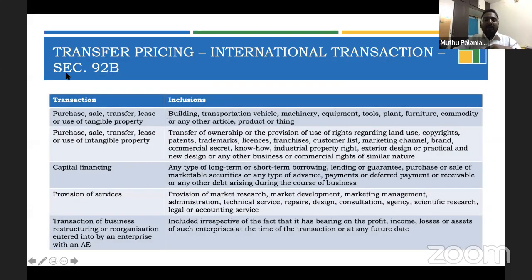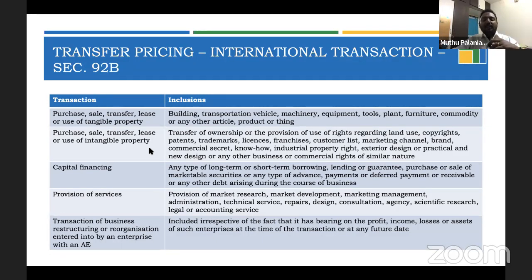When we say tangible or intangible property, tangible property refers to everything listed here: buildings, transportation, vehicles, machinery, equipment, and all these things. Then purchase and sale of intangible property. Intangible property includes royalty, trademark, franchisee fee, license, any design charges, or anything of that sort. Then provision of services could include research and development expenditure, marketing strategies, any IT related services, accounting, legal. All this falls under provision of services.